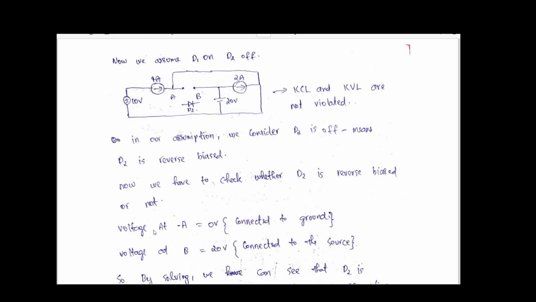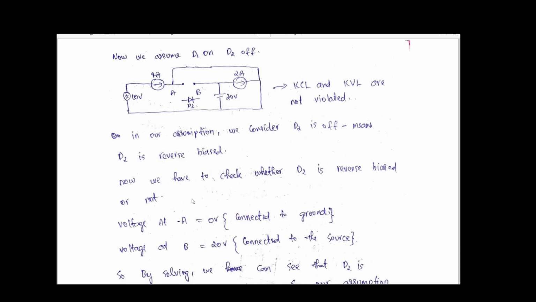So we will check voltage at A. What is voltage at A? It is connected to the ground. So voltage at A is 0. And then voltage at B. Voltage at B is connected to this 20 volt source. So voltage at B is equal to 20 volt.